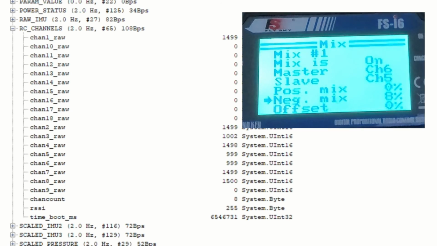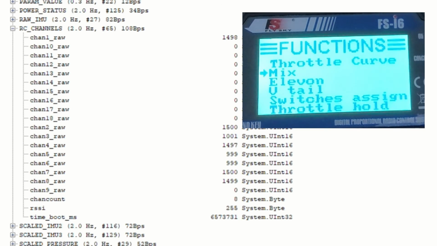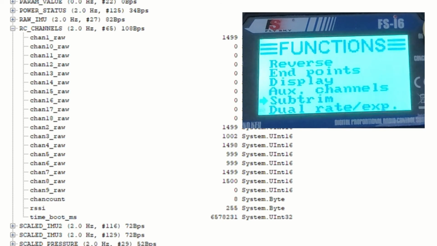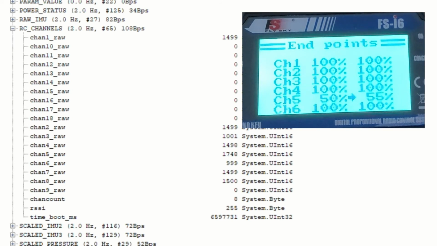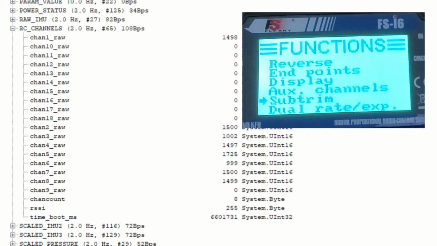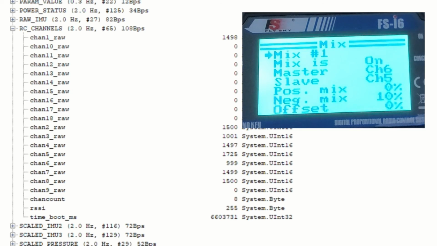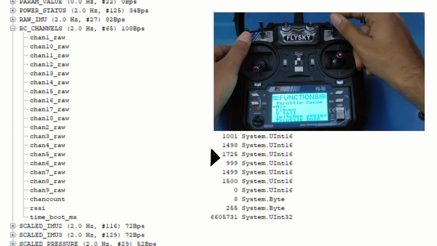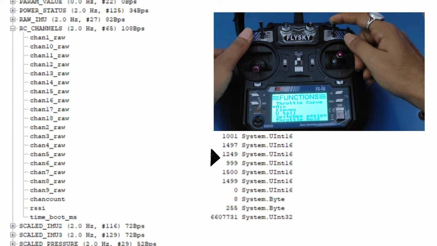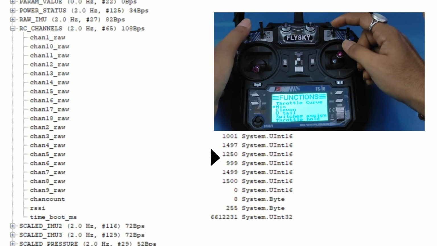Next, when we set the values of endpoints to 50% for channel 5 and move the negative mix to plus 10 value, for channel 6 lower extreme 1000 value, we see channel 5 values to be 1250, 1475 and 1725 respectively. When the stick is moved to 2000 for channel 6, the values remain unchanged, that is 1250, 1500 and 1750.